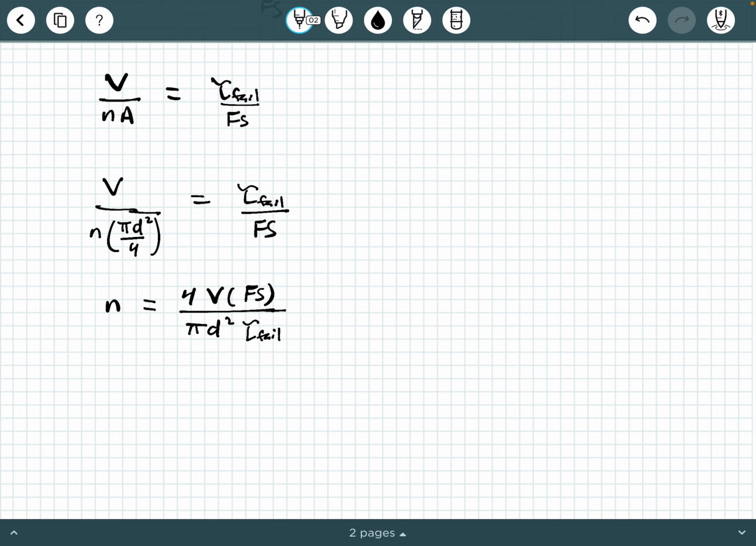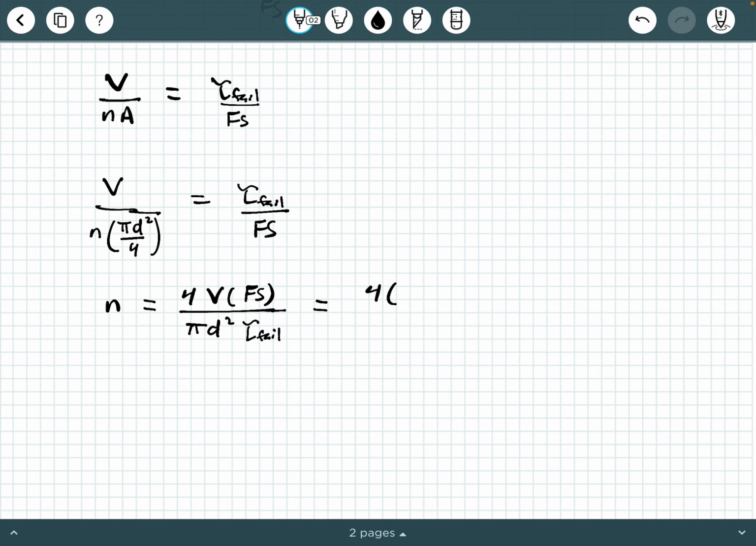So maybe pause the video and do your own algebra scratch work to go from this step to this step, okay? Do your own algebra to go from here to here so you can convince yourself of how we got to that point. Well, now we have all of these values, right? We've got capital V, we've got factor of safety, we've got the diameter, and we have tau fail all given to us. So I'm going to substitute all my values in.